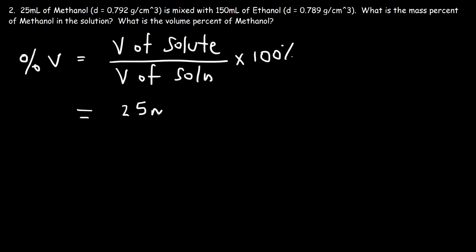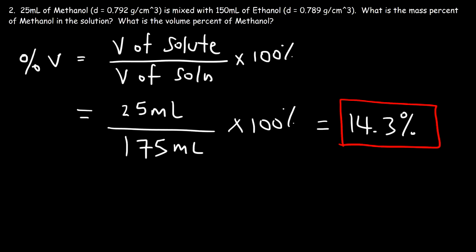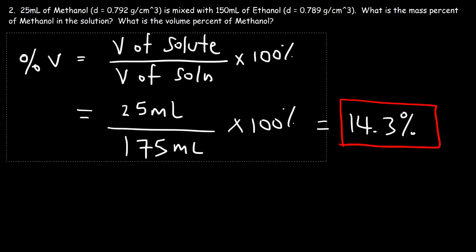So we have 25 milliliters of solute, and the solution is the sum of the solute and the solvent. So 25 plus 150, so we have a total volume of 175. So the volume percent is 14.3% by volume of methanol. So that's the answer to the second part of the problem. Now let's focus on the first part.